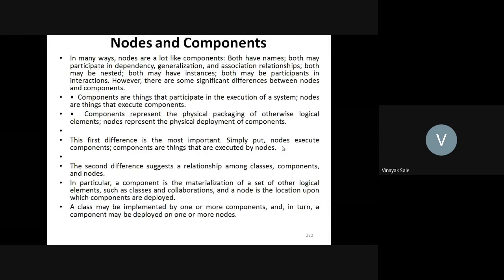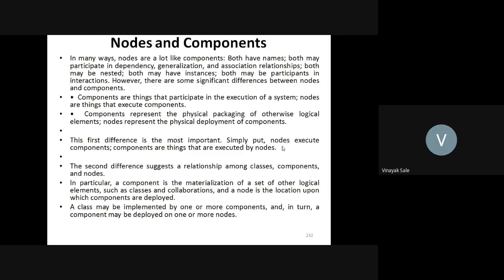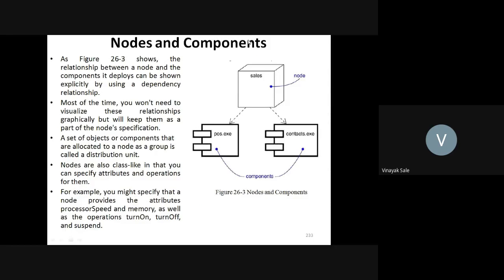The second difference suggests the relationship among classes, components, and nodes. In particular, a component is the materialization of a set of other logical elements. Components are deployed. A class may be implemented by one or more components, and in turn a component may be deployed on one or more nodes. This figure shows the relationship between nodes and components.